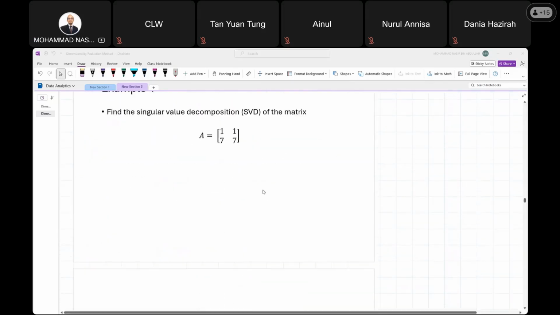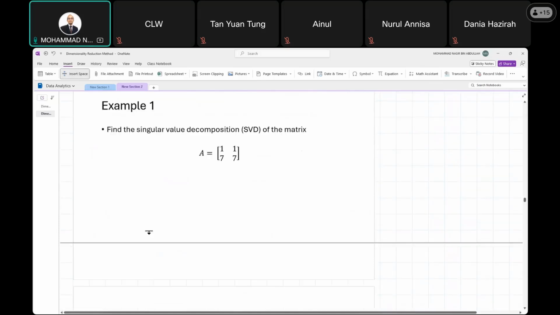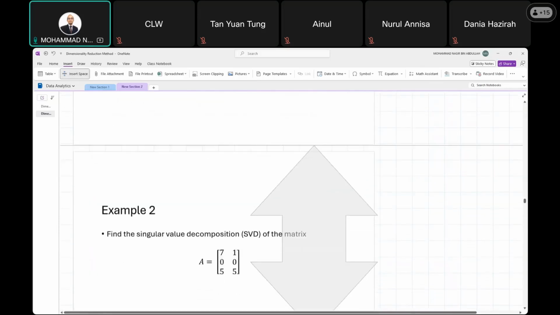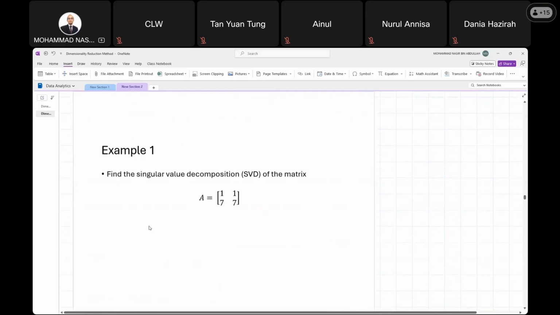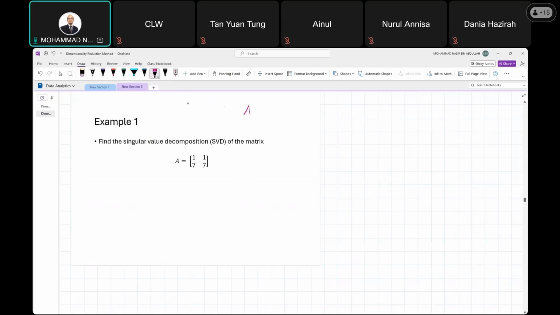Right, now let's look at example number one. This is how we compute the singular value decomposition of matrix A. So example number one, we want to find a singular value decomposition of the matrix A. A is a 2x2 matrix, right? So first step, from the theorem, we know that A can be decomposed into the left singular matrix multiplied with the diagonal singular matrix multiplied with V transpose, the right singular matrix.